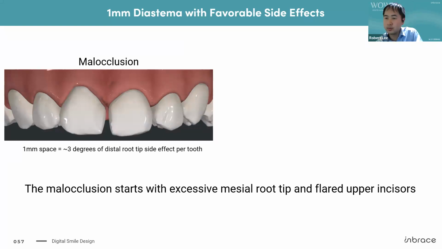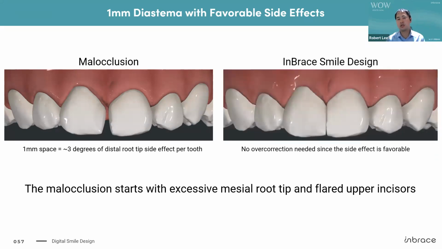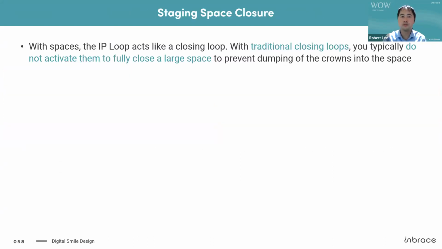So with 1 millimeter, tip can be refined with 369. You're going to have about 3 degrees of distal root tip side effect per tooth. However, in this case, you actually have excessive mesial root tip. So the roots are kind of in the right spot to begin with. You have flared upper incisors. So you don't really need overcorrection because the side effect is going to be favorable. You're going to end up essentially in the right spot. And then any side effect of torque loss from the space closure is actually a good thing because the case started with flared upper incisors.